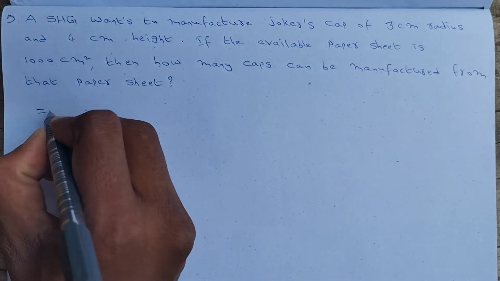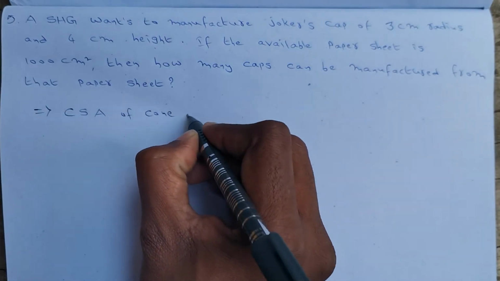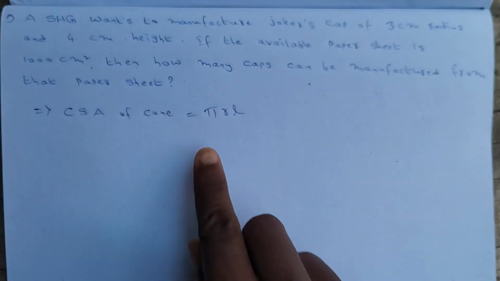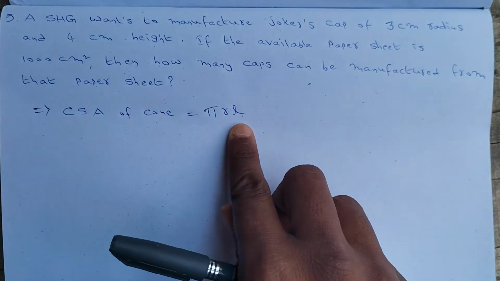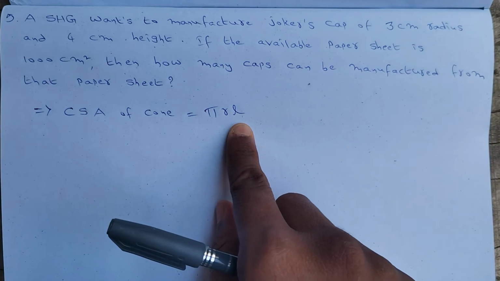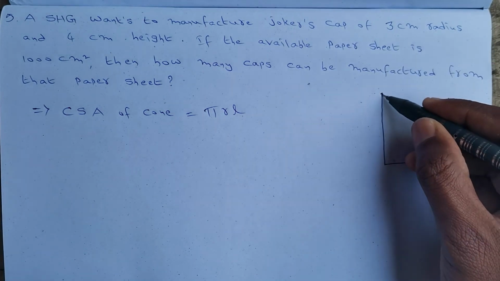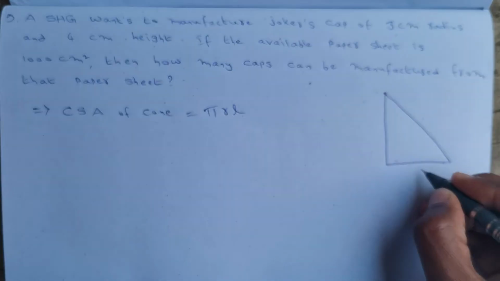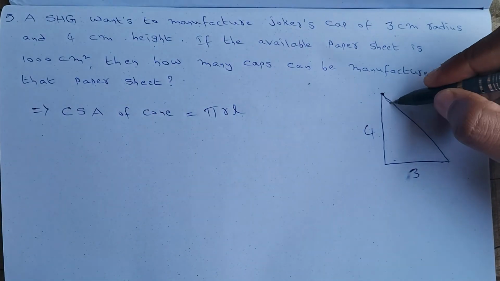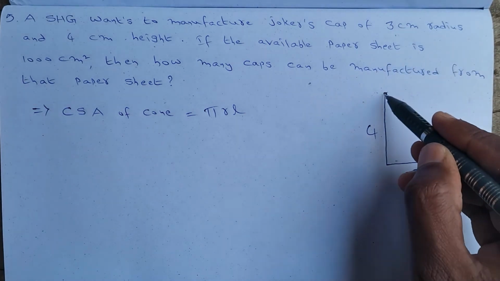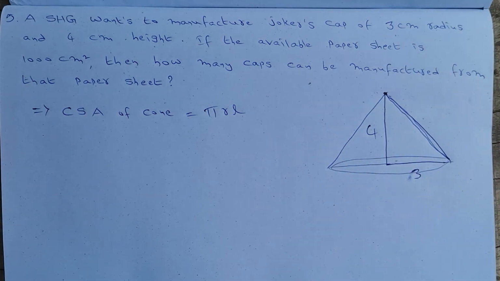Already we know, if it is a Joker cap or birthday cap, we will find curved surface area only. Curved surface area of a cone is equal to pi r l. Pi we know, no problem. R, the radius, is given as 3 centimeter, no problem. And l is nothing but the slant height. But in the question the slant height is not given. Radius is given as 3 centimeter and height is given as 4 centimeter. So we need to find the slant height of the cap now.